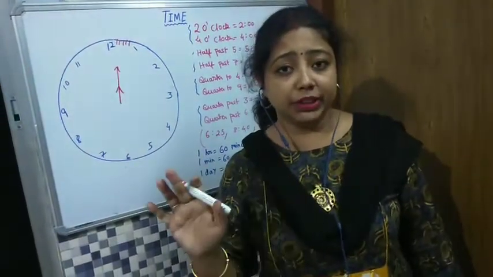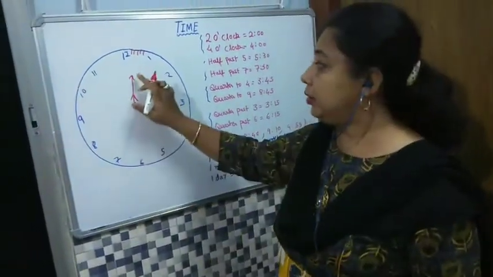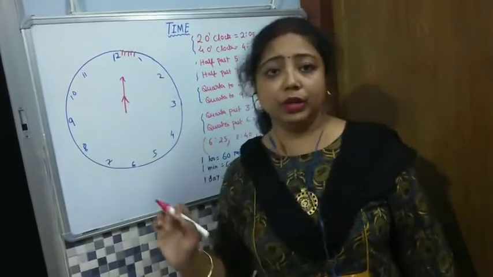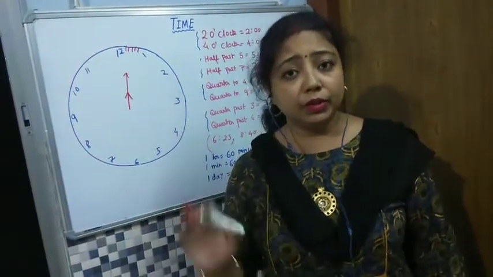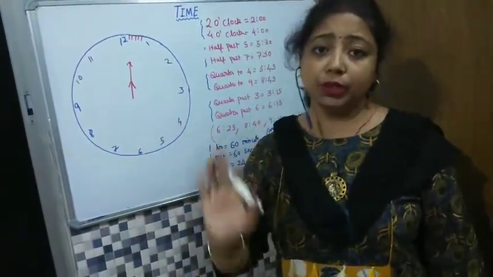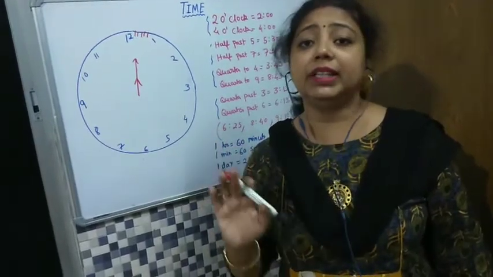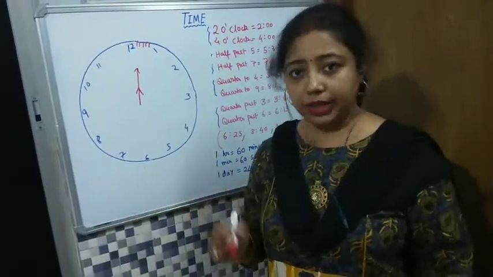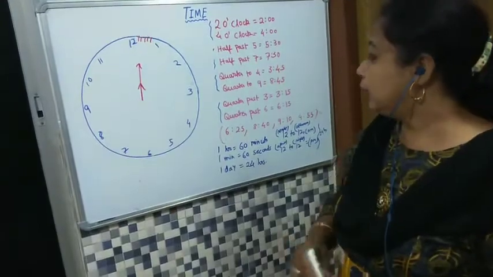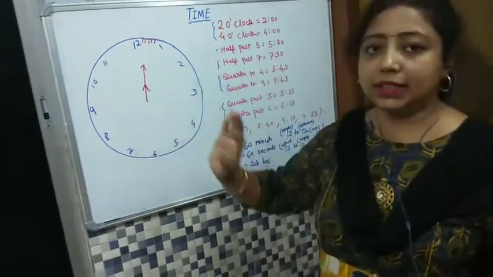That means 12 hours are over. Again from afternoon 12 o'clock to midnight 12 o'clock, when it will come, again 12 hours are over. So, 12 plus 12, 24 hours. So, in this way our day is divided into 24 hours. Okay. Now, let us know a few things about how we can understand what the time is.